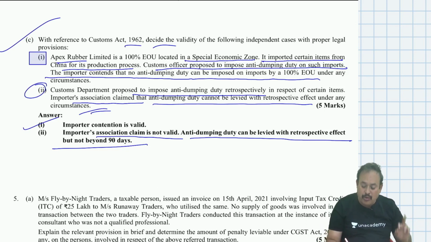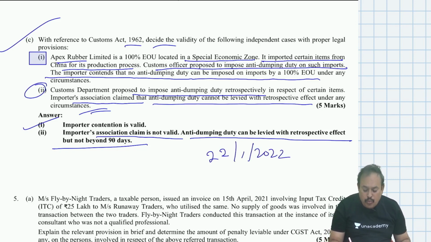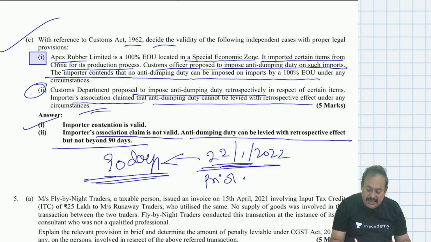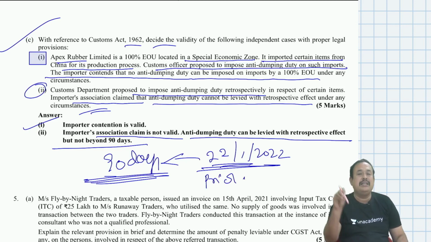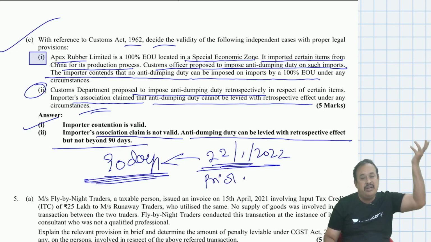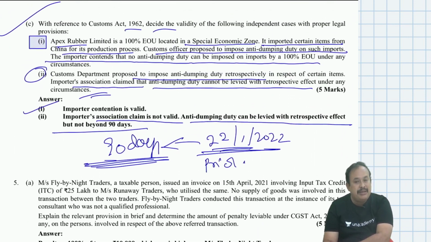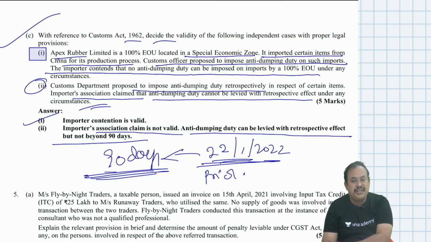For example, today's date, what? Today's date is, let us say, 22nd January 2022. Prior to this date, 90 days. From 90 days prior to this date, retrospectively they can impose anti-dumping duty, not beyond 90 days. Further, my dear friends, the given statement of the Importers Association is invalid.